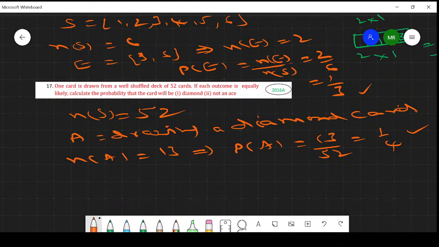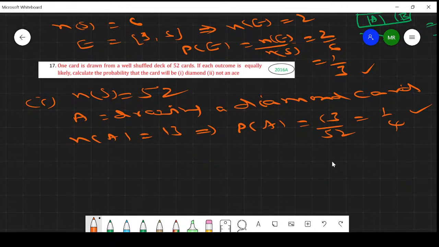Because you are taking favorable outcomes 13 by 52, only one card you have taken. That is the reason for 13 by 52. Some people will write 13C1 by 52C1 also. 13C1 is 13, 52C1 is 52. You can do that. 1 by 4. So the first subquestion is completed. Second one, they are saying not an ace.